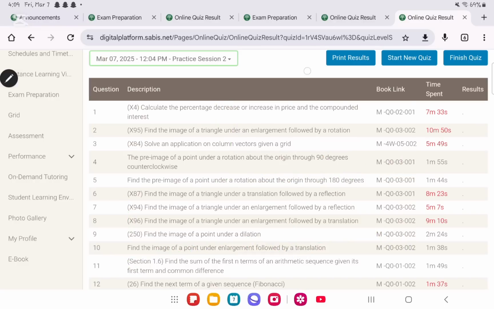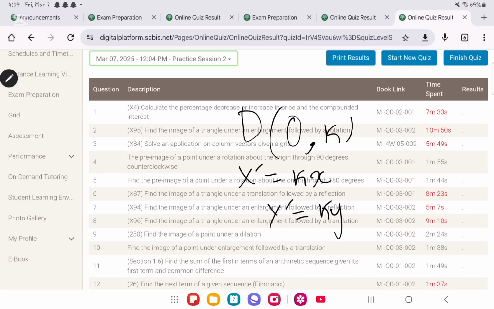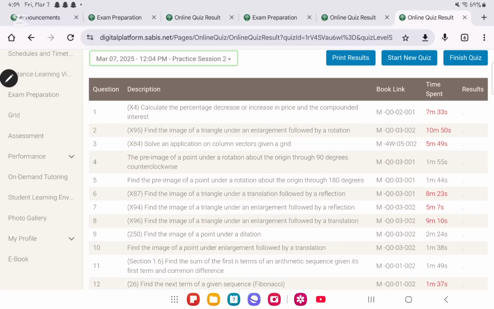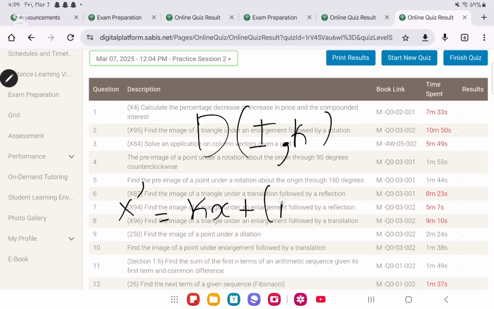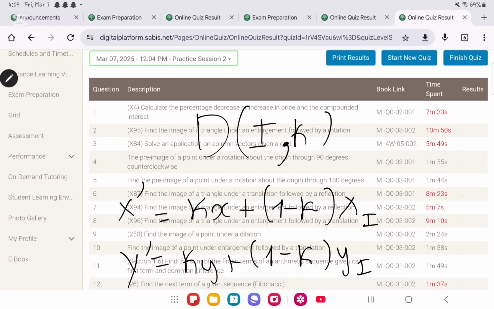Now, for the transformations. If we have a transformation with the center being the origin and a scale constant k, to find x prime, it is kx, and to find y prime, it is ky. However, for a transformation under center I and constant k, to find x prime, we apply the equation kx plus 1 minus k times xi, I being the center, and y prime is ky plus 1 minus k times yi. Very simply, that is it.